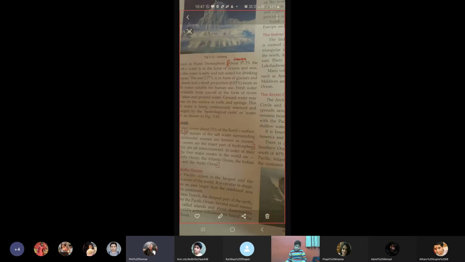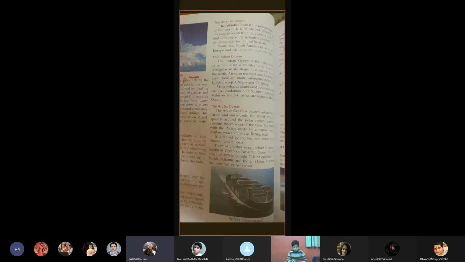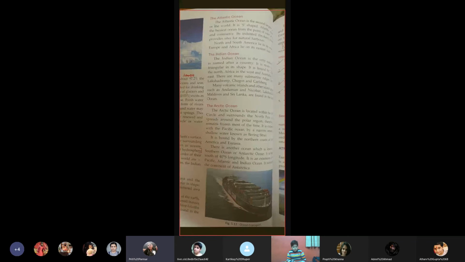Then we come on to the next ocean, and that is the Atlantic Ocean. Now, the Atlantic Ocean is the second largest ocean in the world. It is S-shaped. Please underline S-shaped. Pacific Ocean was in the circular shape. This is in the form of an S. Okay. Atlantic Ocean is the busiest ocean. Please underline busiest ocean. The point of commerce, its indented, broken coastline provides sites for natural harbors.